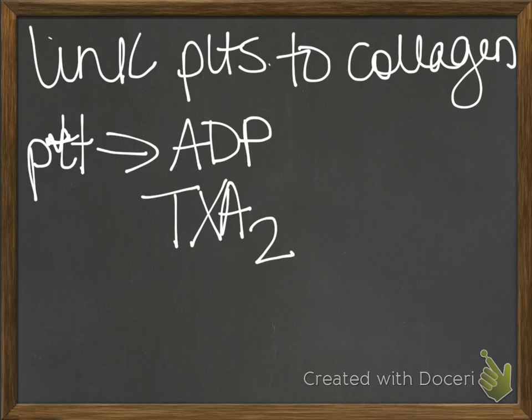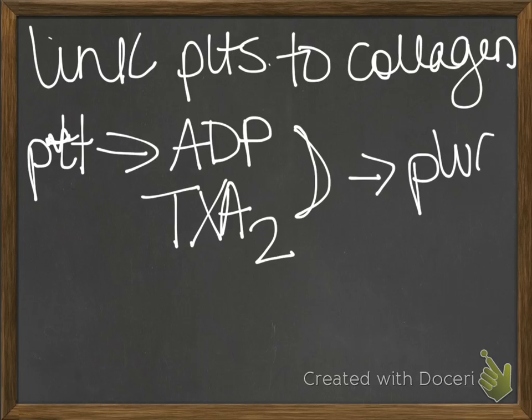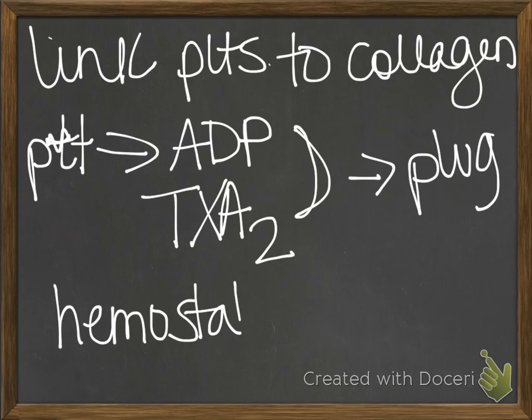So together, these two items, our ADP and TXA, cause an expansion of platelet aggregation, which is going to help with that primary hemostatic platelet plug. So they're going to help gather all those platelets to the site of injury and help form the plug. Alright, so we end up with a hemostatic platelet plug, is what we call it.